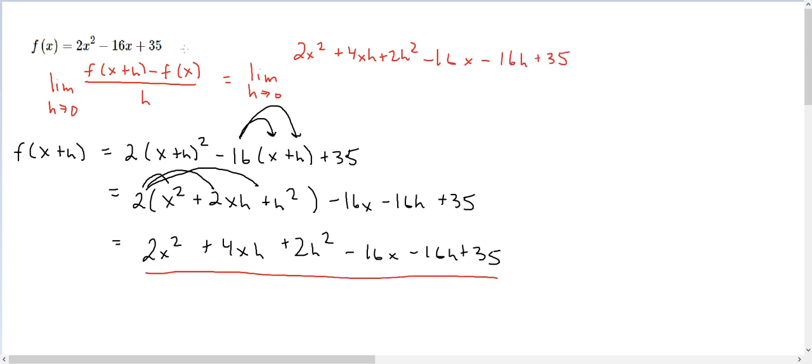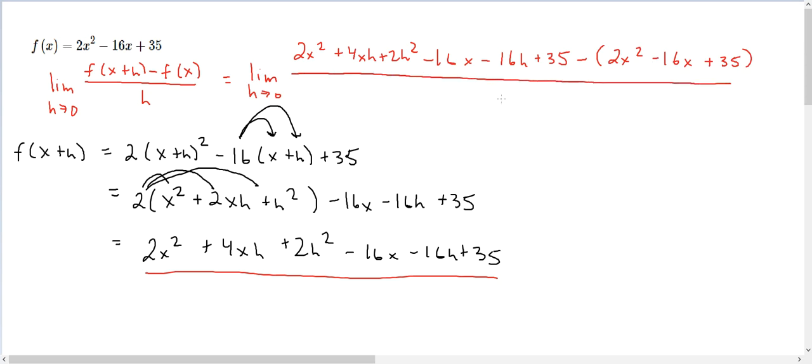And we're going to subtract away our original function f of x. So all we have to do is put a minus sign, and make sure you include a bracket here. Don't just do minus and then this function. You're minusing the whole quantity, so you have to make sure that you have the parentheses. And then we're going to plug in our original f of x. That's going to be 2x squared minus 16x plus 35. And all of this is going to be over h. And I'll erase this f of x plus h because we don't really need it anymore.